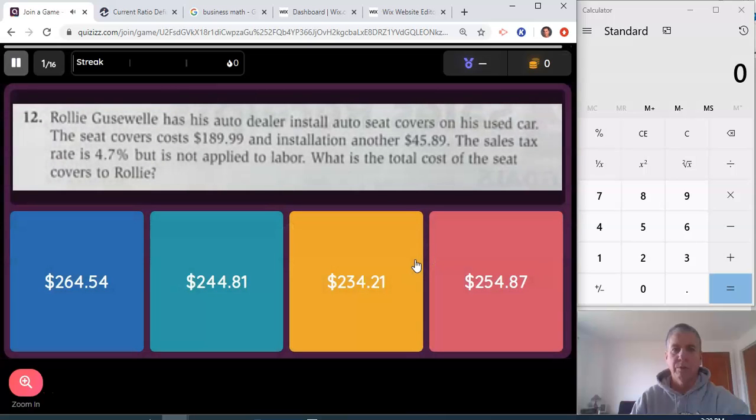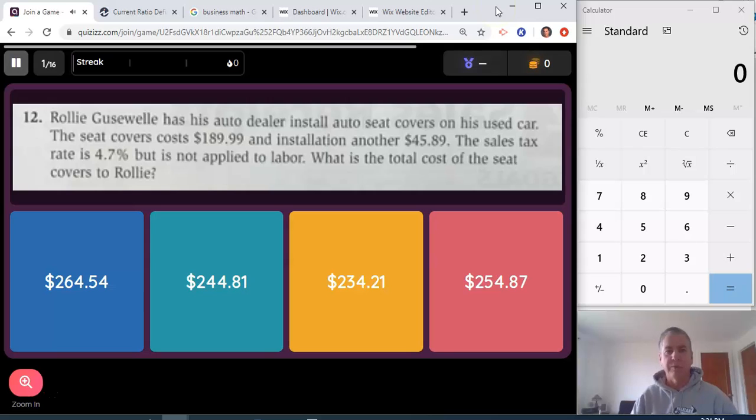Question 1. Raleigh has his auto dealer install auto seat covers on his used car. The seat cover costs $189.99. Installation, or the labor, is another $45.89. The sales tax rate is 4.7%, but it's not applied to labor. What is the total cost of the seat covers to Raleigh? Now, the other thing you'll want to do is get hold of some paper. And we can go through this. Get yourself a pencil.